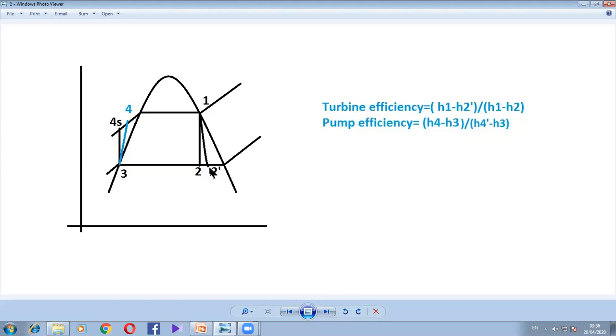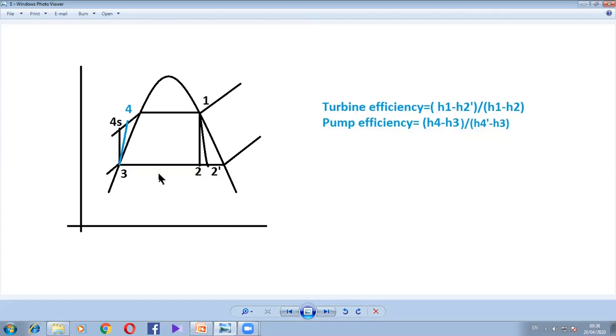In such a case, we come across efficiency. Similarly in the pump also. We come across turbine efficiency. Turbine efficiency is the ratio of actual work done to isentropic work done, or we say ideal work done. The actual work done is H1 minus H2 dash, that is the work done by the turbine as it goes from process 1 to 2 dash, divided by the isentropic work done, which means H1 minus H2.